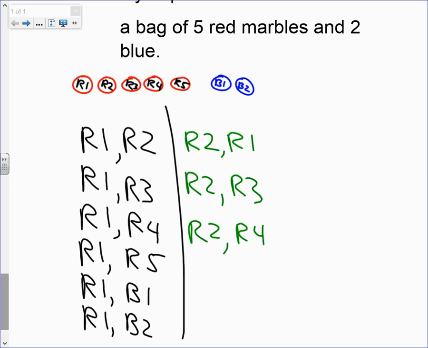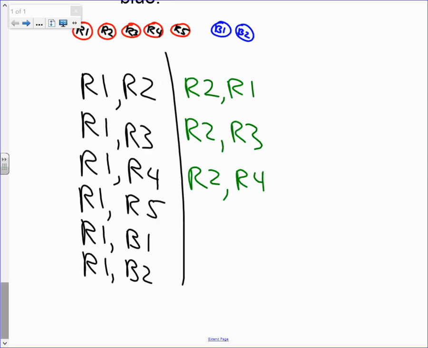Let's see here. Hold that thought. Let's finish the R2s right now. There's a lot. Second red marble, the fifth red marble, second red marble, blue 1. Second red marble, blue 2. It's 42? It would be 49, because 7 times 7.